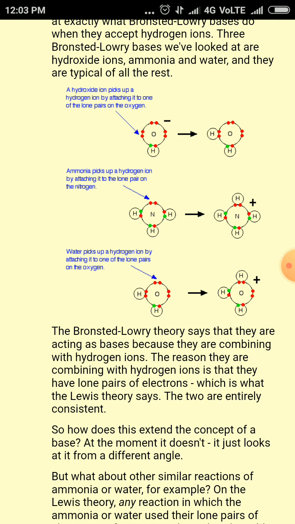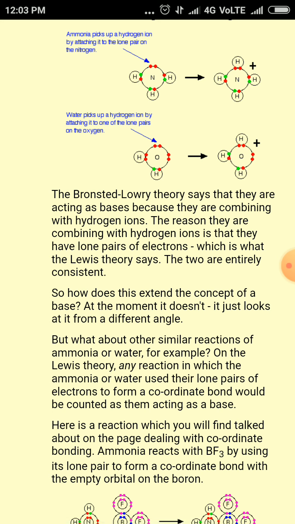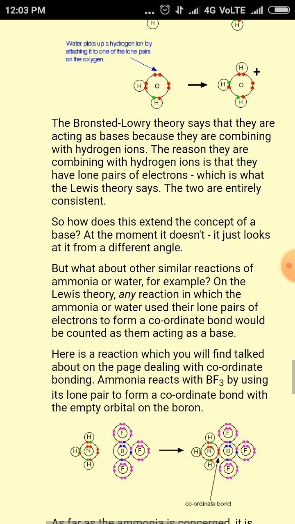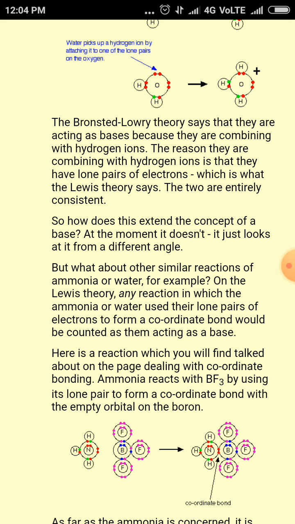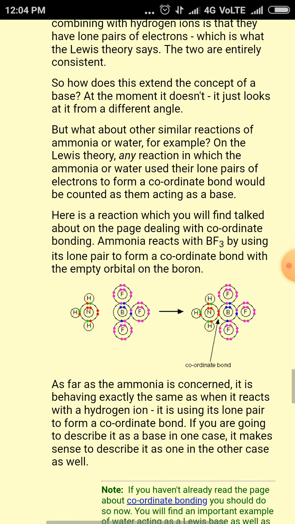The Bronsted-Lowry theory says that they are acting as bases because they are combining with hydrogen ions. The reason they are combining with hydrogen ions is that they have a lone pair of electrons, which is what the Lewis theory says. The two are entirely consistent. So this extends the concept of a base, looking at it from a different angle. You can see a similar reaction of ammonia and water, for example, in this reaction.